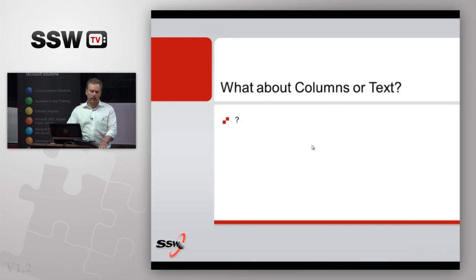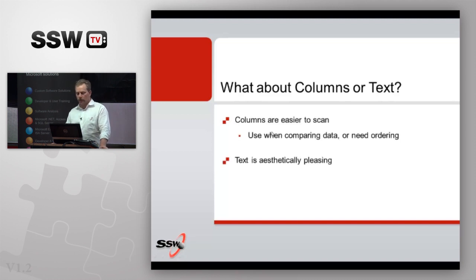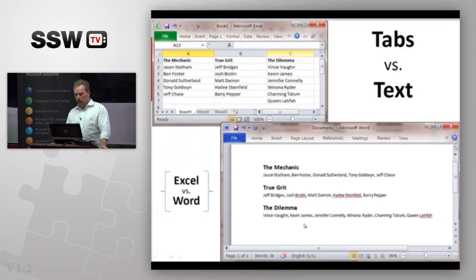All right, next thing to talk about, and I'd love your opinion on this one: columns or text. You can put columns going down, or you can use text, which is easier, nicer to read. So you can do it like this, or that exact same data like this. I have a question for you. If you're trying to find out, I don't know, Matt Damon and which one he's in, etc. Who prefers Excel? 2, 4. Who prefers Word? 1. The rest of you don't care.